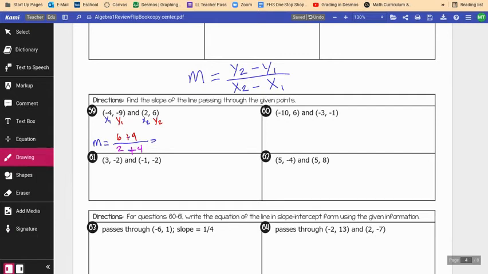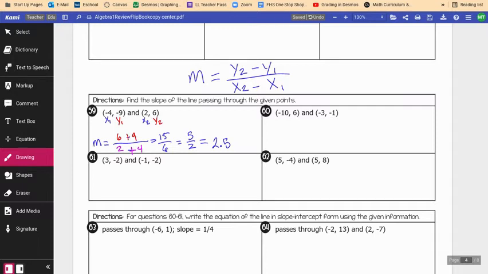So we have 9 plus 6 is 15 divided by 2 plus 4, which is 6. And then I believe that gives me 5/2. So that's as simplified as it gets. Or if you like decimals, then we can do 2.5. So that's how you find the slope.